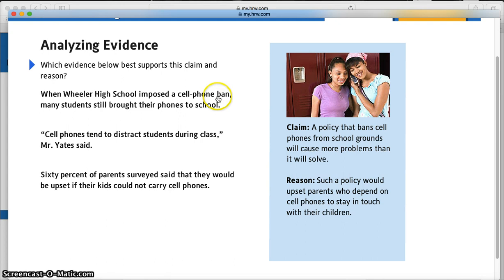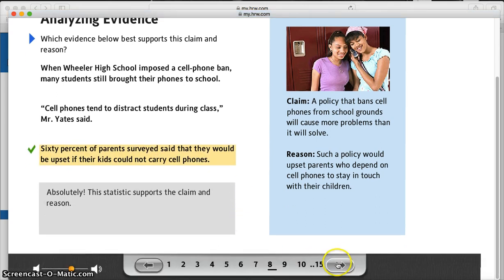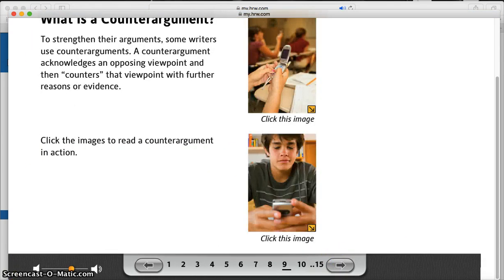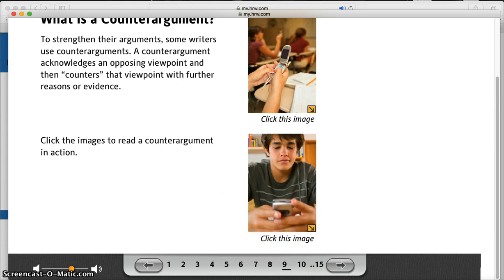So this one is just about students. This one is a quotation from a teacher. This looks like a statistic, parents surveyed. There you go. To strengthen their arguments, some writers... And we're not going to go into this just yet. So that's the end of our tutorial on claims, reasons, and different types of evidence.